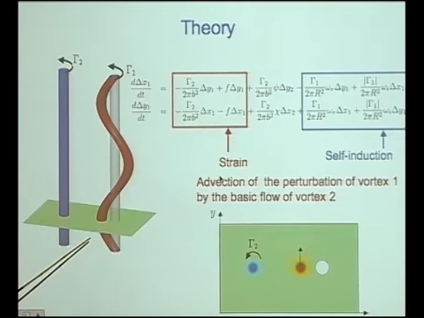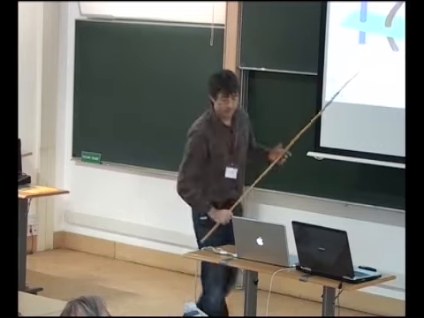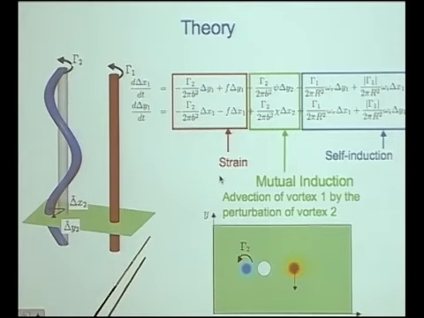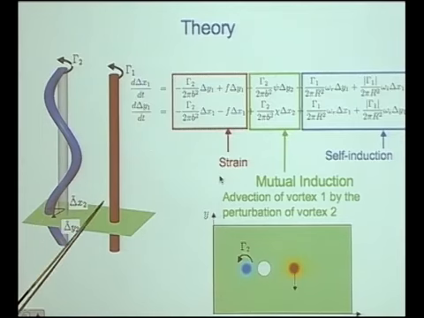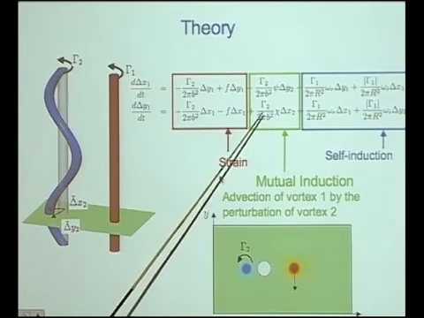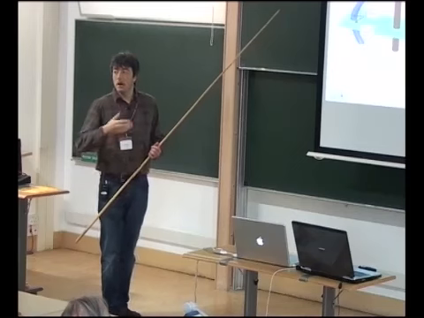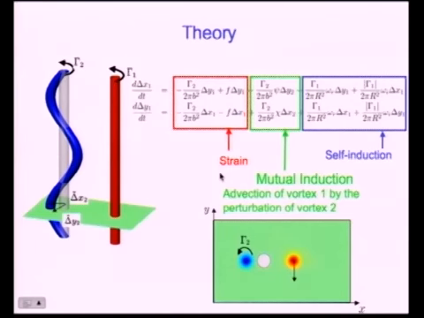The second effect is a strain effect here, and this is simply the effect of the companion vortex on the perturbation of this vortex. So, for example, here in this cross section, when the red vortex moves closer to the blue vortex, it will be advected faster. And this is described by these terms. And finally, we have the opposite effect, which is the effect of the perturbation of the second vortex on the basic flow, the first vortex. And this is called a mutual induction effect.